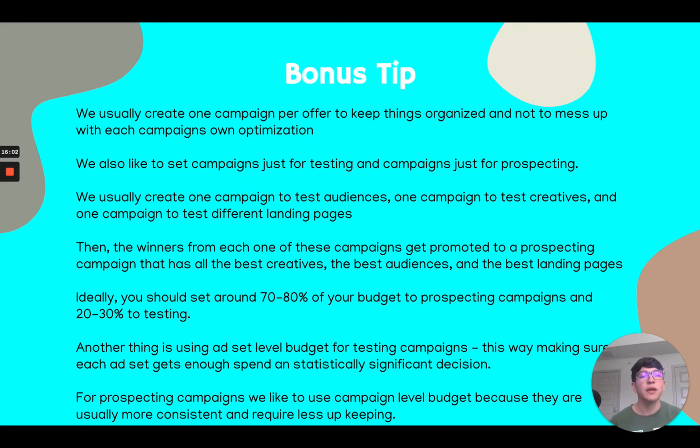And then once we get the winners from all of those campaigns, so the winner of the audiences, the creatives, and the landing pages, we combine all of those winners into one campaign, the winner campaign, what I call it, or the prospecting campaign, and then double down on the budget. So that's where we start spending 70 to 80% of your budget, because we already know that it's a winner. We already know what's working because we did the testing prior to it.